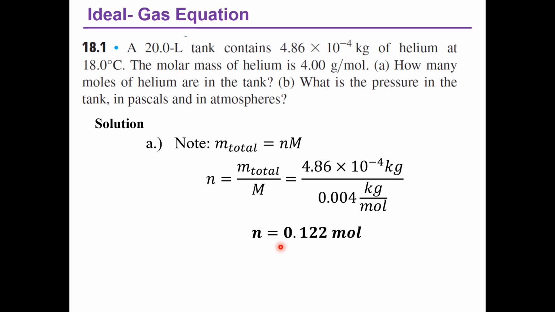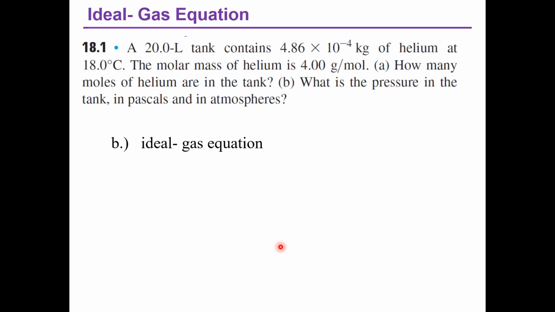Okay. For letter B, calculate the pressure using the ideal gas equation. The pressure is equal to nRT over V. Given n, which we got from letter A, is equal to 0.122. R is 8.314. Temperature is 18 plus 273. You need to convert this temperature to Kelvin. And the volume is 20 liters converted to meter cube. Take note, the SI unit of volume is meter cube. So, we need to convert liters into meter cube. And we know that 1 liter is equal to 10 to the minus 3 meter cube.